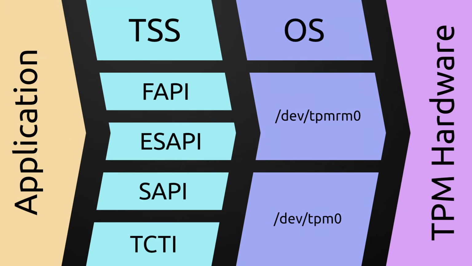So while it might look like a simple security chip, there's a lot going on between your app and the TPM. Transport layers, APIs, resource managers, and access control. The good news, once you understand this stack, the TSS, its layers and the tpmrm0 interface, you can write TPM-aware software confidently and safely.